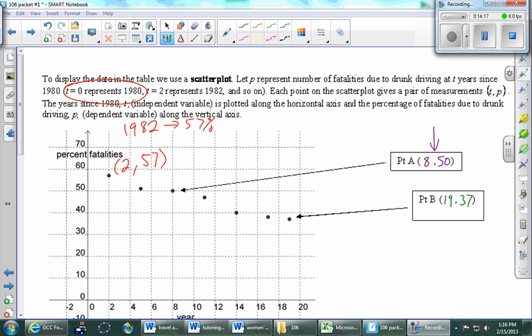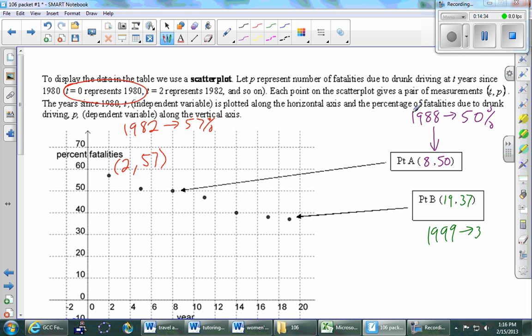All right, so you can estimate from the graph, but you can know what the real numbers are because they're just from the table. And so this first one right here is 1988 and 50%. And the second one is 1999 and 37%.